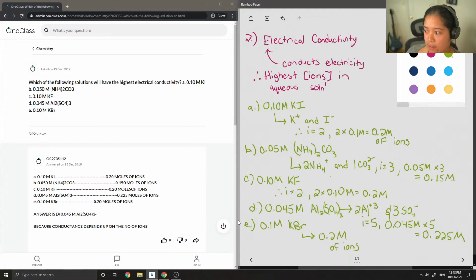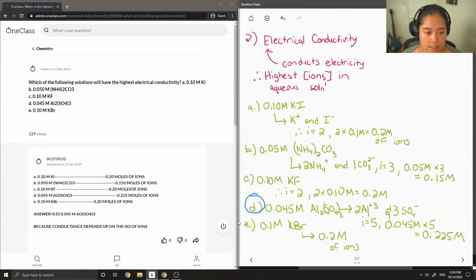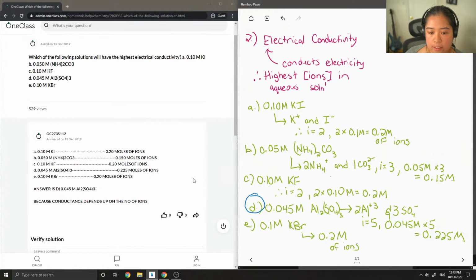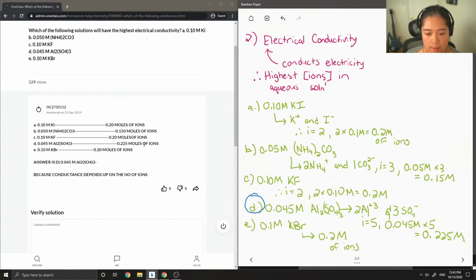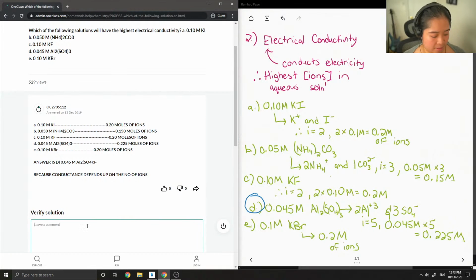Okay, so just looking at all the different concentrations we calculated, we can say that this D solution has the highest electrical conductivity. So let's just look at our answer. They also calculated the different moles of ions, and they got D because conductance depends on the number of ions. So let me just verify. The solution is correct.